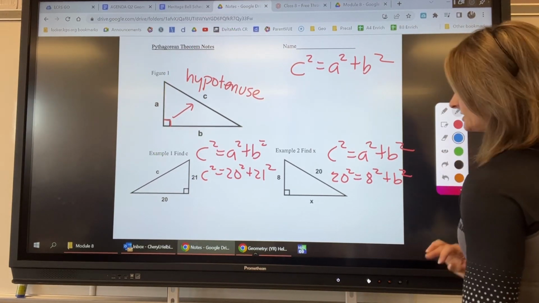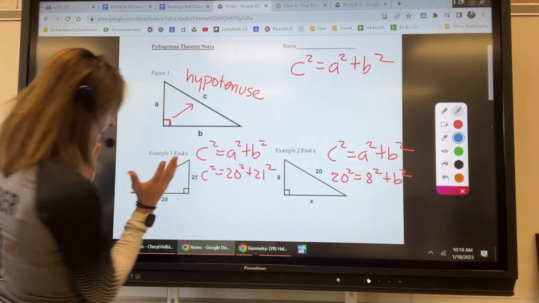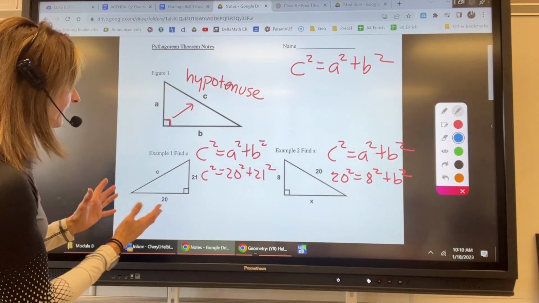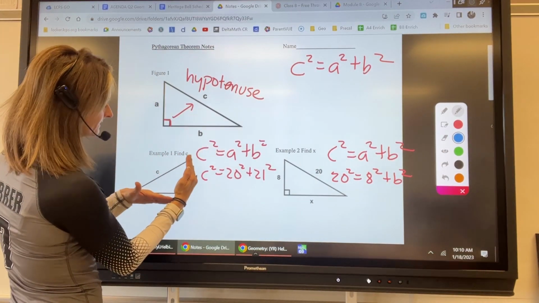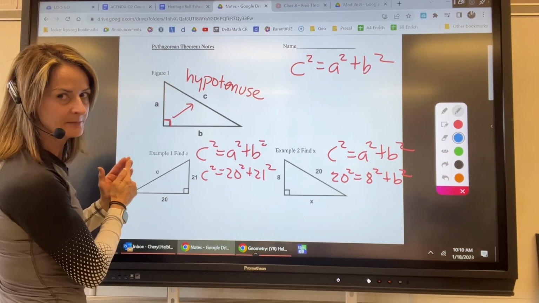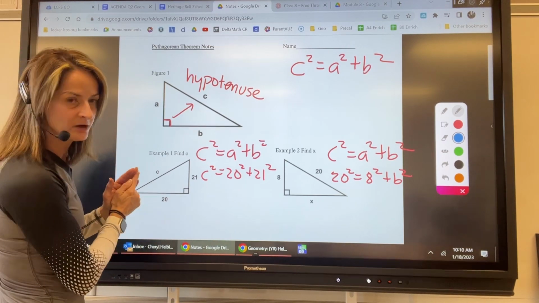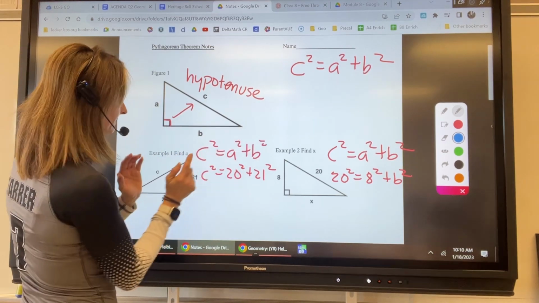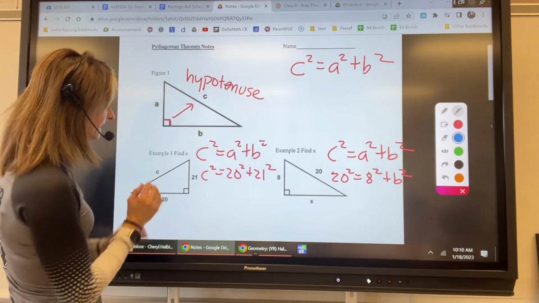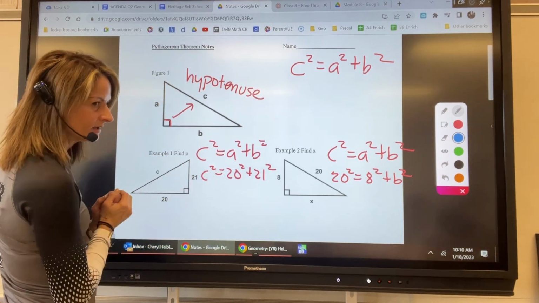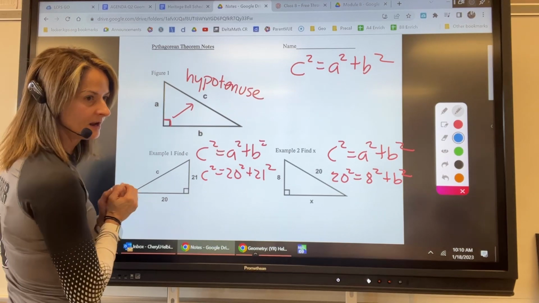So we are going to use this formula to work backwards. It's really powerful. Let's say you get a right triangle where you know the length of the two legs, but not the hypotenuse. We know this is the hypotenuse because it's across from the right angle. We can use our formula, and we need to make sure that we plug in these lengths, 21 and 20, for a and for b, and not for c.